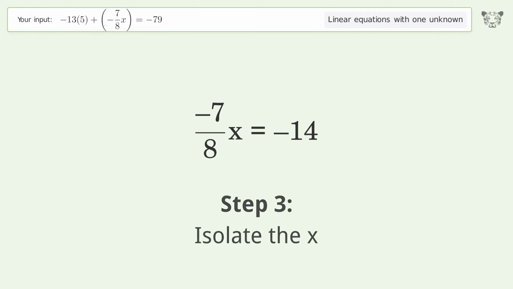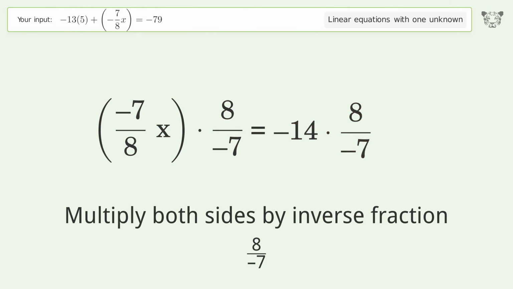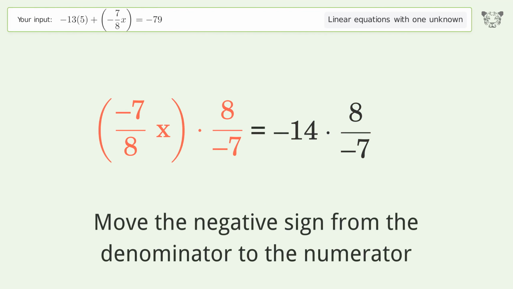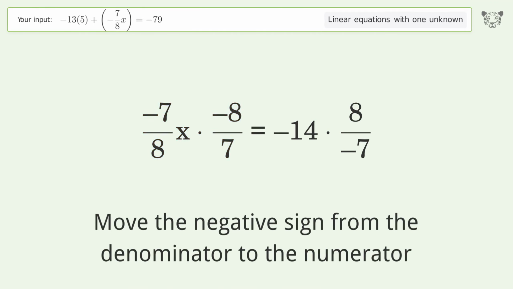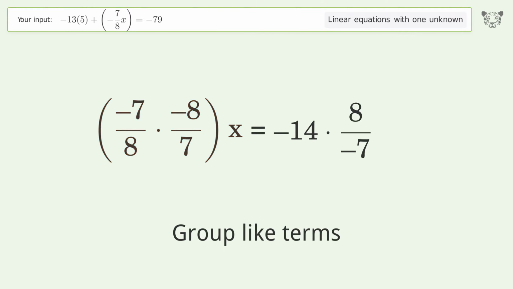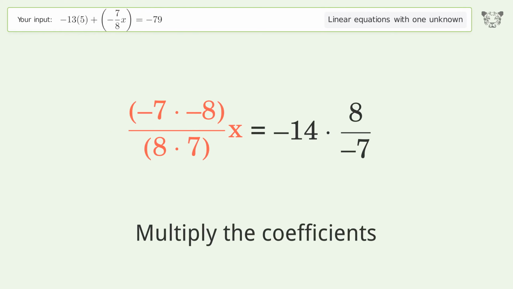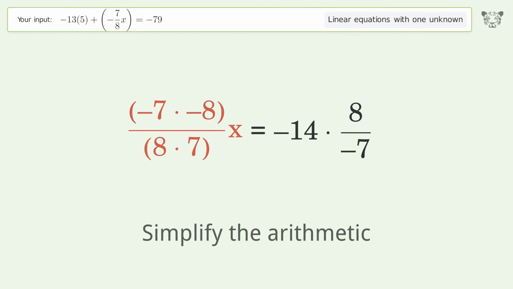Isolate the x. Multiply both sides by inverse fraction 8 over -7. Move the negative sign from the denominator to the numerator. Group like terms. Multiply the coefficients. Simplify the arithmetic.